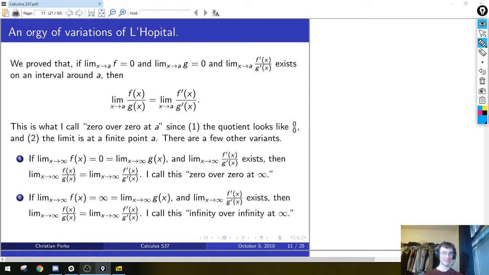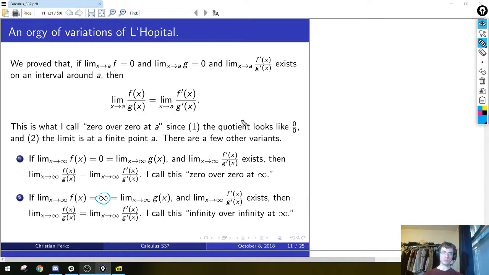Not rocket science. But one other harder version to prove is that if f goes to infinity and g goes to infinity at infinity, so both of these get huge, f and g both blow up at infinity, but the limit as x goes to infinity of the quotient of their derivatives exists, then you get another L'Hopital: the limit as x goes to infinity of the quotient is the limit as x goes to infinity of the quotient of the derivatives. Since they both go to infinity, top and bottom, I call this infinity over infinity at infinity.